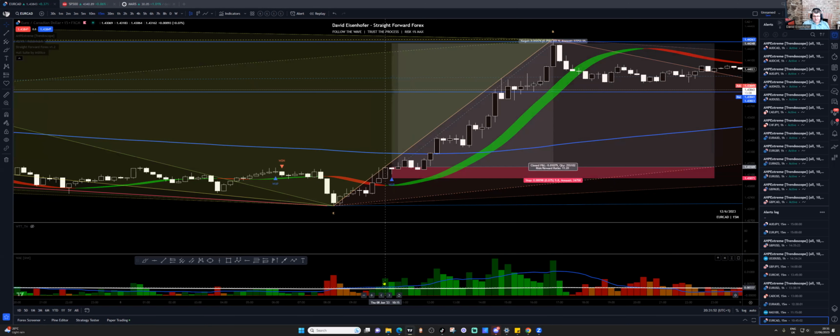So just to recap, blue has to be over white. White is the deadline, no trade. So blue down here, you wouldn't take the trade. And the histogram, the green here, has to be above.